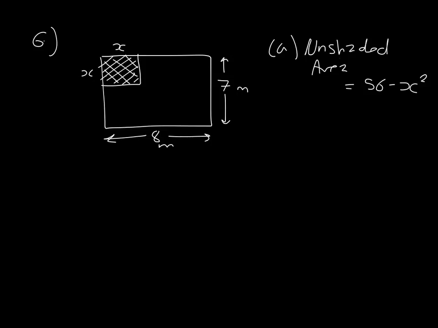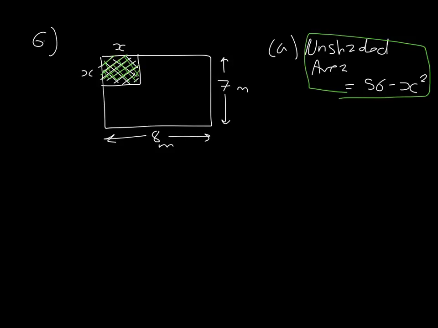Question 6. A rectangular carpet is 7 metres wide and 8 metres long. A square piece of side length x metres is cut from one of the corners. This is this part here. Dean works out the area of the remaining carpet in terms of x. His answer is 56 minus x squared. We have to explain how he obtained this expression.